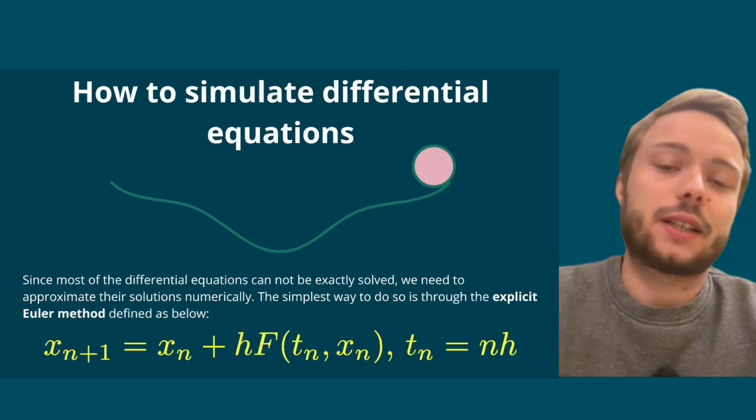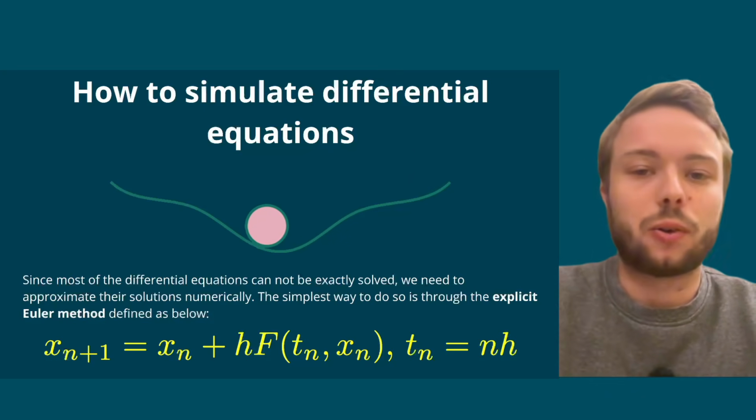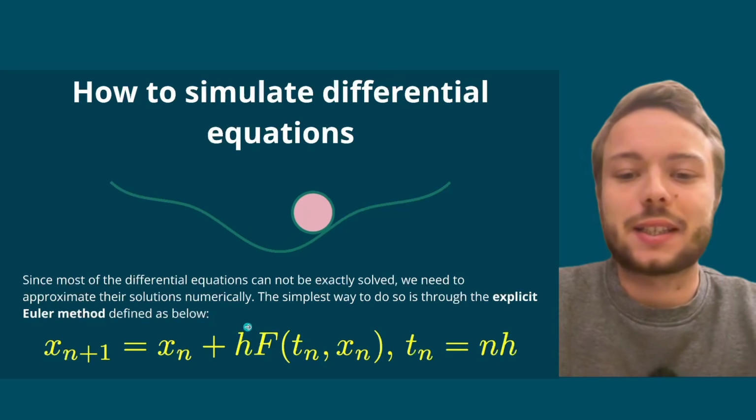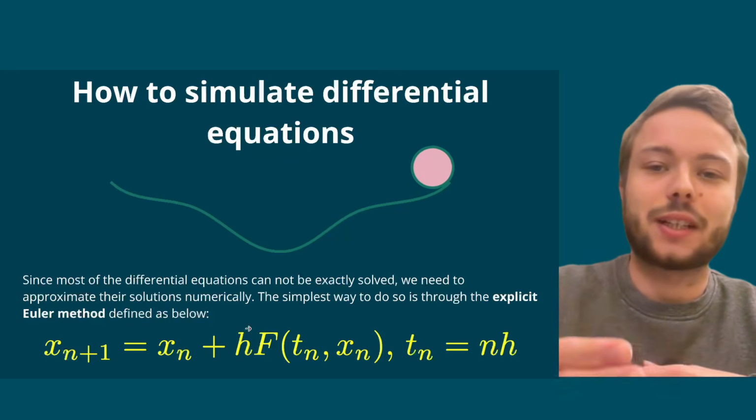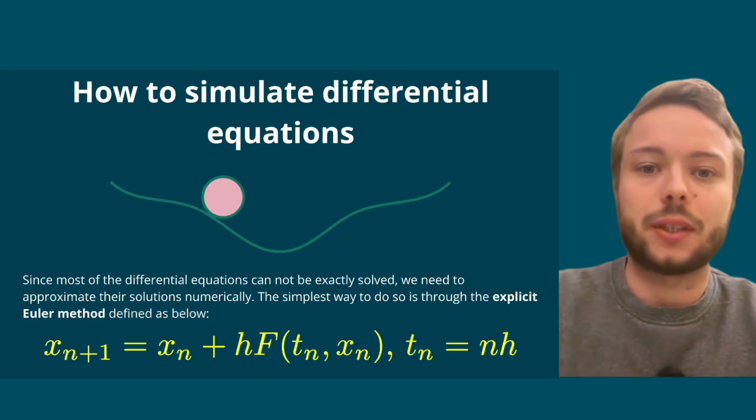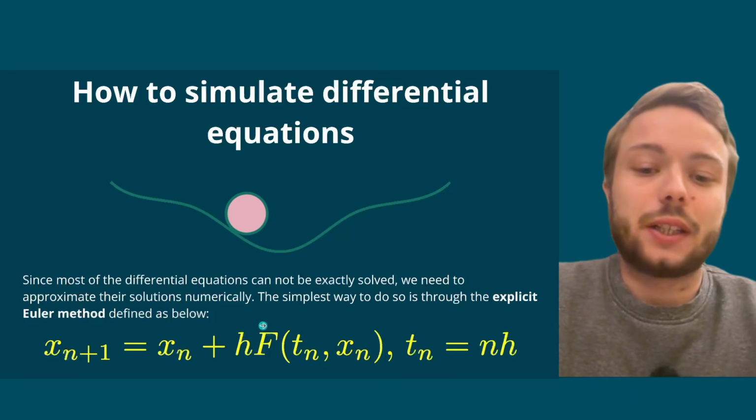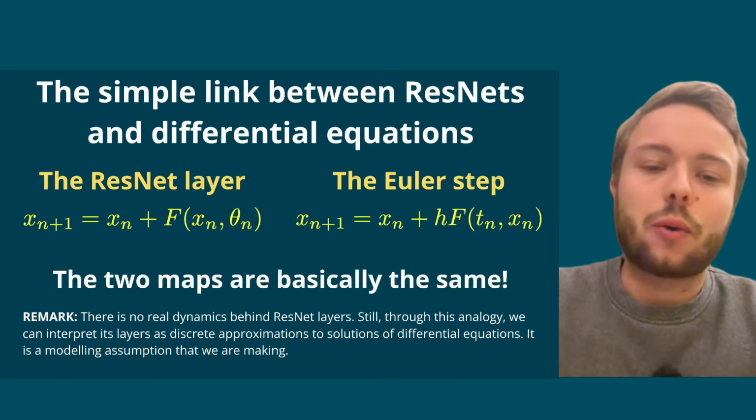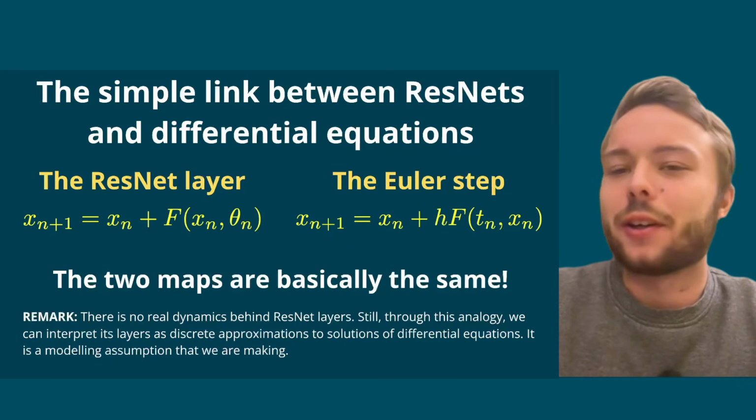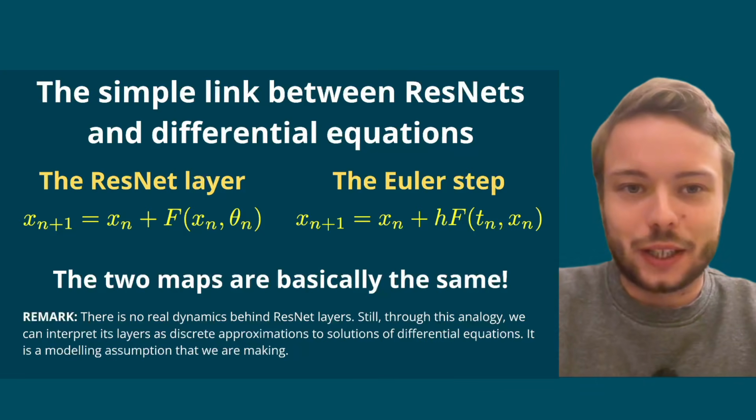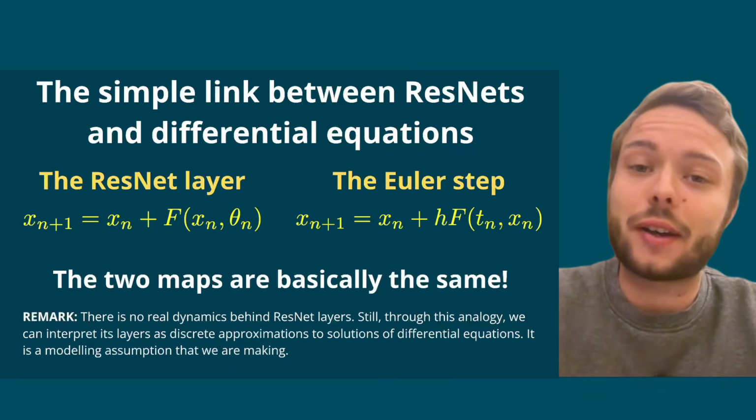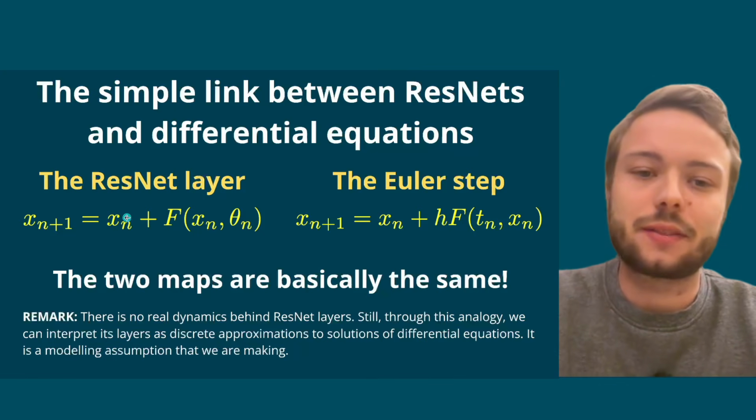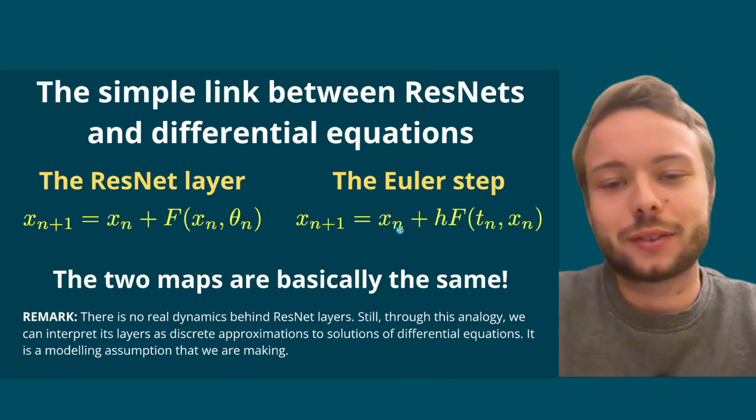So what we say is that the solution at time tn plus 1, or tn plus h, is nothing else than the current position xn plus a step of size h, which is the time delay we have from time tn to time tn plus 1, multiplied with the vector field f evaluated at the current state, tn, xn. And why do we care about the explicit Euler method in a video on neural networks? So the idea is that there is a very nice and intuitive connection between the residual layer of ResNets and the Euler step of dynamical systems.